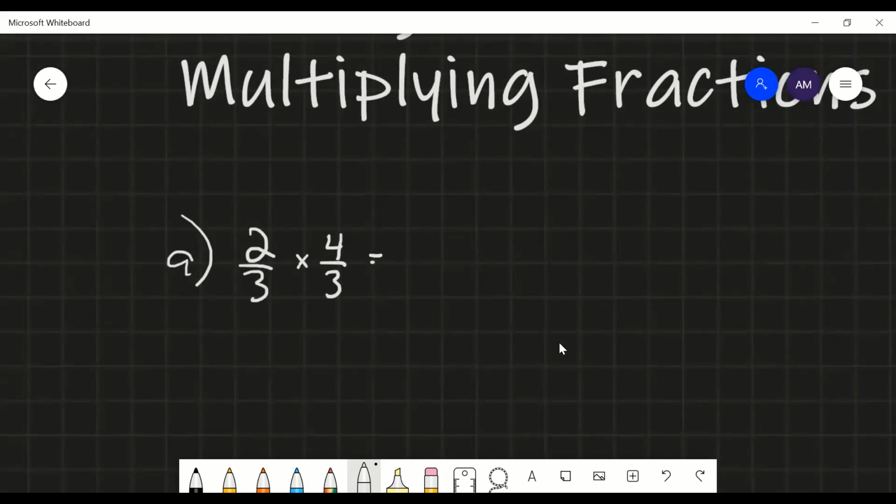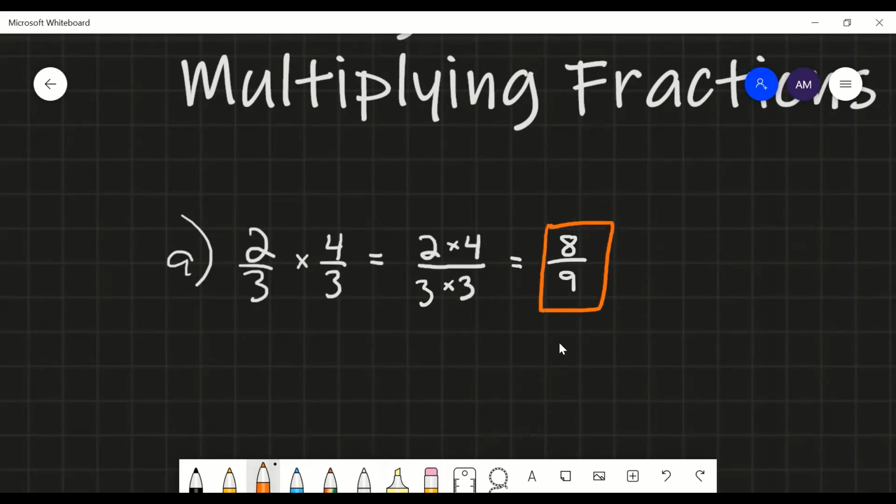All you have to do is take the two numerators, so the two top numbers, and multiply them together. And then take the two denominators and multiply them together. So the top here, 2 times 4, the two numerators, I should say. 2 times 4 is 8, and 3 times 3 is 9. And that's it. That's the end of the story. So 8 over 9 would be our final answer.